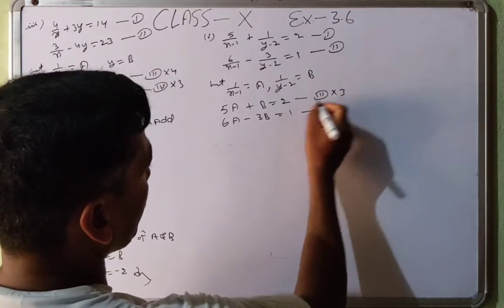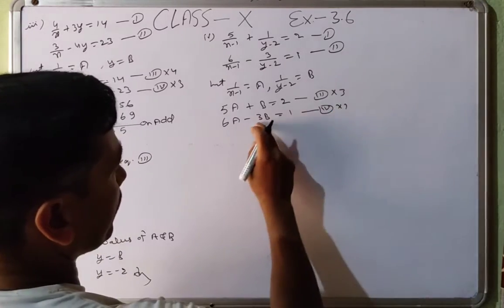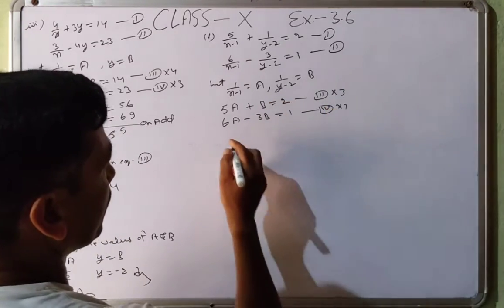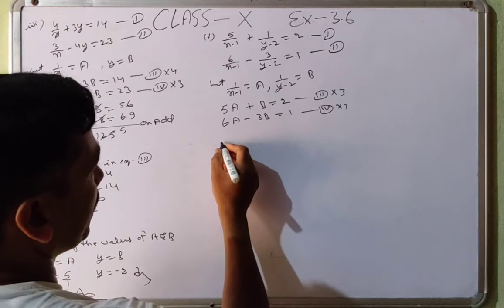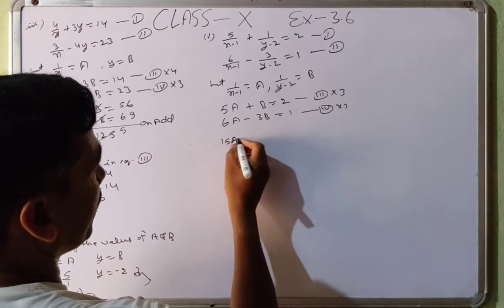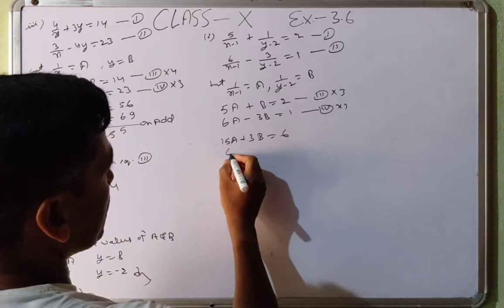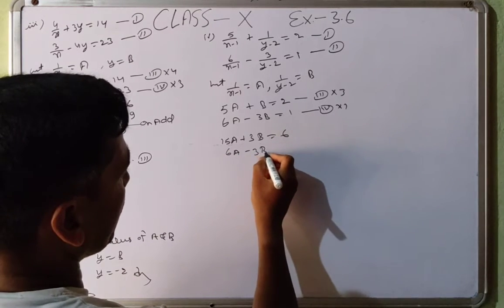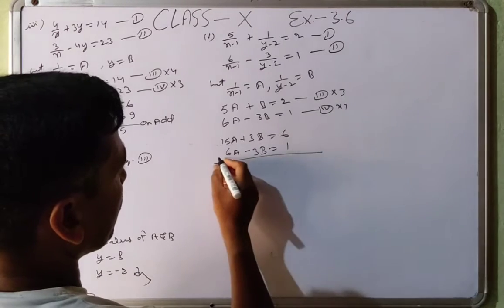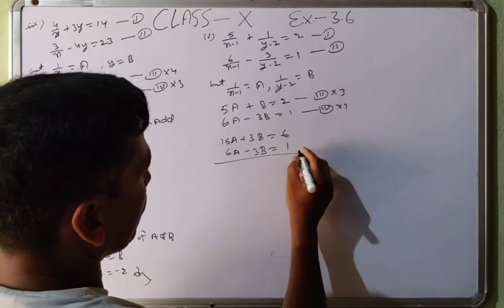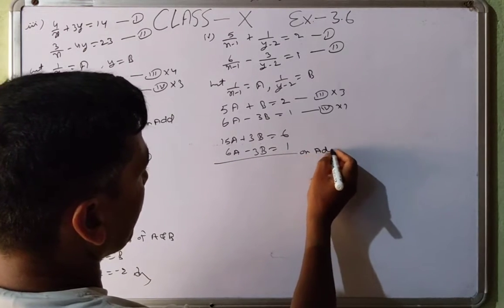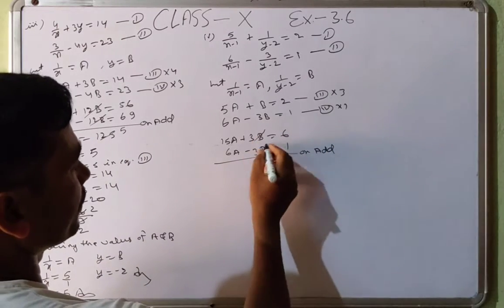Multiply by 3 on this one, and by 1 on the other. So this will be 3 times 5, 15a plus 3b is equal to 3 times 2, 6. And 6a minus 3b is equal to 1. On adding, because the sign is already changed here, the b terms cancel.